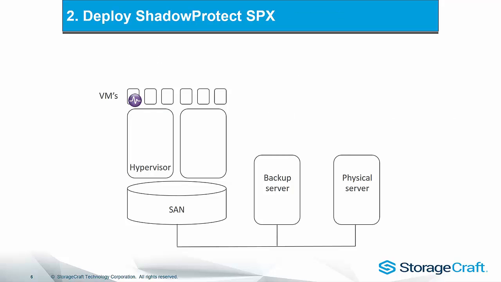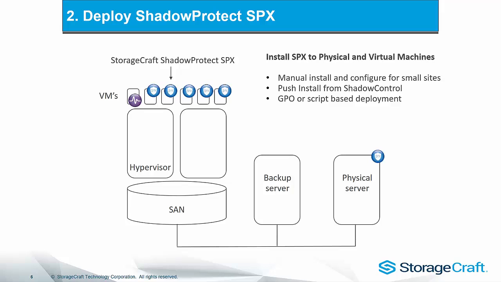The next step is to deploy ShadowProtect. So again, for smaller sites, you might just choose to do a manual install and configure this on each of the physical or virtual machines. For larger sites, you want to leverage the push install from Shadow Control. So you can import a CSV, or we have plugins for System Center or vCenter, or otherwise you could leverage Active Directory GPO or a script-based deployment.